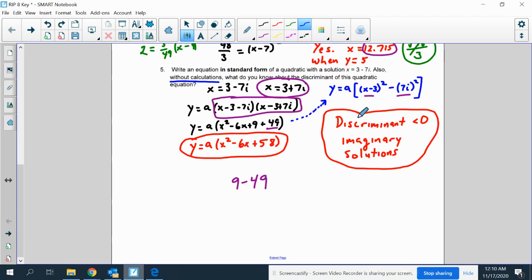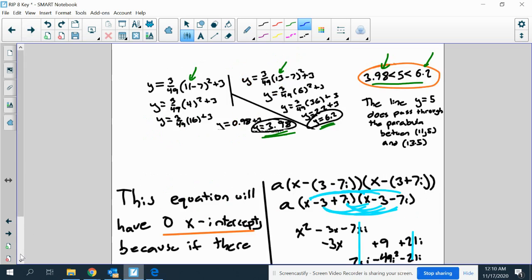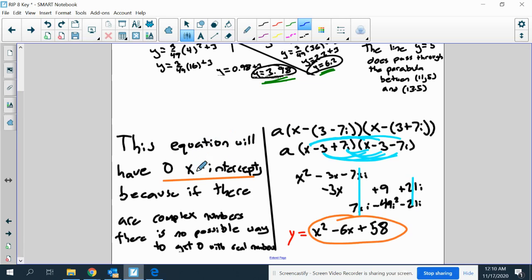What do we know about the discriminant? We know the discriminant without calculation is less than 0. And a lot of people made comments like, because the discriminant is less than 0, then we have imaginary solutions. Well, we knew there were imaginary solutions before the problem was done, which means we should probably write the answer as, because we have imaginary solutions, because we have no real x-intercepts, because there are complex numbers as the answer, there's no possible way that I'm going to get a positive or a 0 for the discriminant. So that's something to keep in mind as you're doing that.